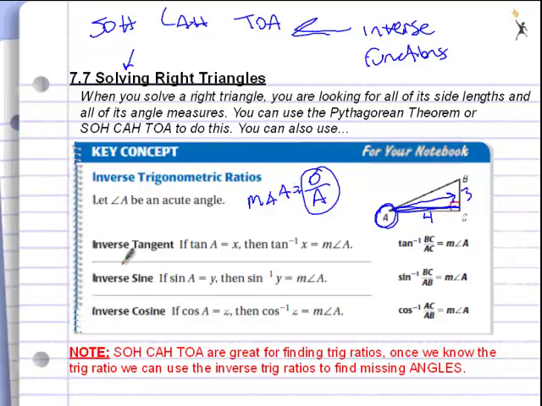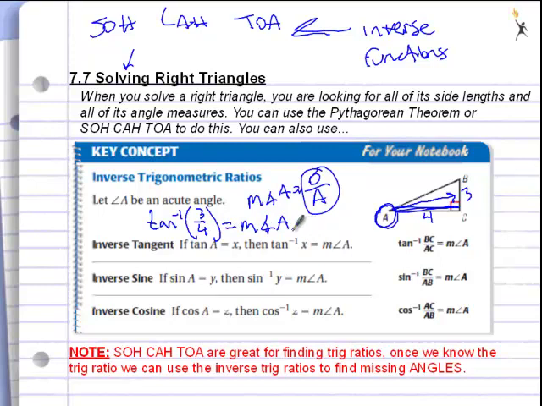And we can write that like this. The inverse tangent, and if you look directly above the tangent button on your calculator, you'll see the tan -1. That's the inverse tangent. Think of it as going in the opposite direction. The inverse tangent of the opposite over the adjacent will give us the measure of angle A.